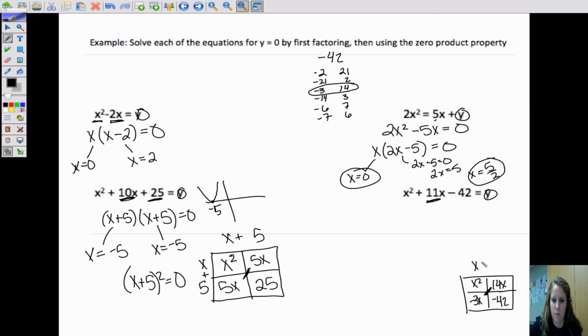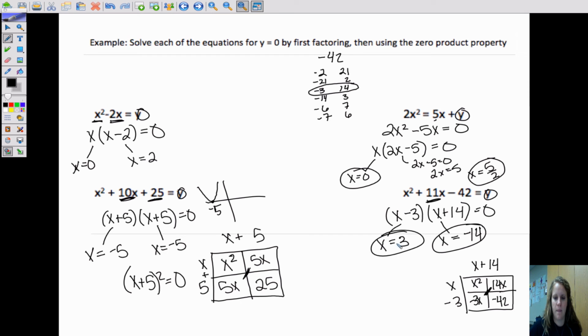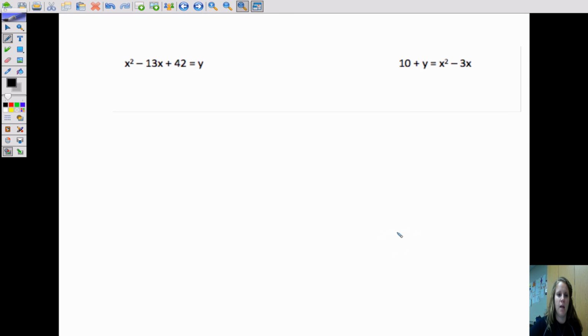So that would mean it would be x plus 14 and x minus 3. So my equation would be x minus 3 times x plus 14 equals 0. Now we have to figure out what two things make these factors 0. Well, what makes this 0 is x equals positive 3, and what makes this 0 is x equals negative 14. All right, let's try these two.